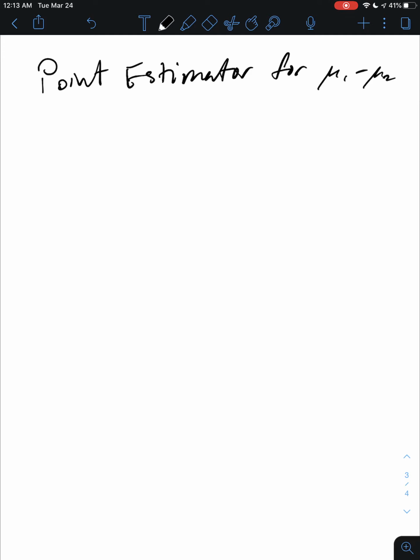So in the case of the difference of two population means, the first thing we're going to do is the point estimator for mu1 minus mu2, and that is, of course, x1 bar minus x2 bar.